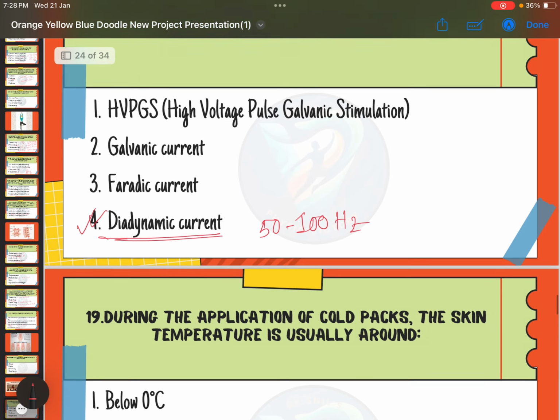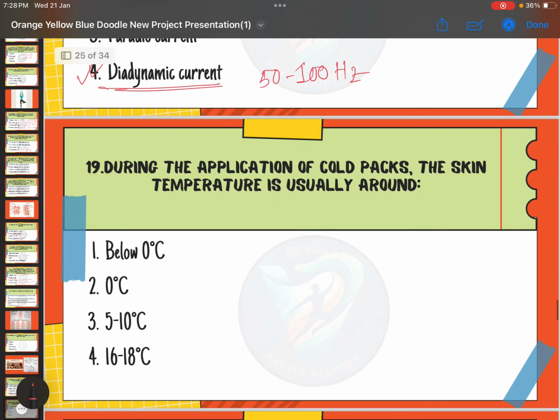Next, come to question number 19. During the application of cold packs, the skin temperature is usually around option 1 below 0 degree, option 2 0 degree, option 3 5 to 10 degree, option 4 16 to 18 degree. Here the correct answer is option 3, that is 5 to 10 degree. During cryotherapy, skin temperature gradually falls due to heat transfer from skin to the cold pack.